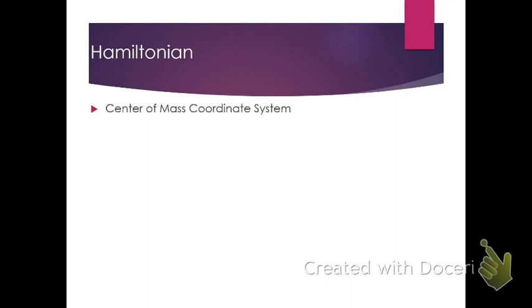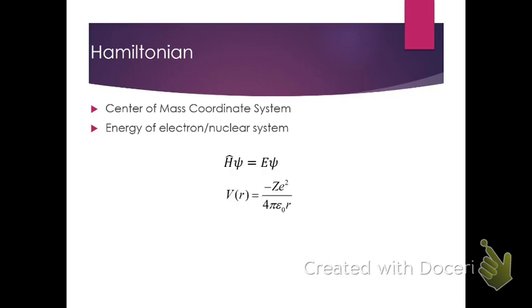So what is the Hamiltonian? Well, we use in this case what's called a center of mass coordinate system, center of mass between the nucleus and an electron. And of course, in the case of the hydrogen atom, that nucleus contains a single proton. And from this we're going to determine the energy for the electron nuclear system. All right, so we have our general form for the Schrödinger equation here, which shows the Hamiltonian operator operating on our wave function to generate the energy times the wave function. And of course, what we're trying to determine here is the wave function with the corresponding energies for the various wave functions that solve the equation.